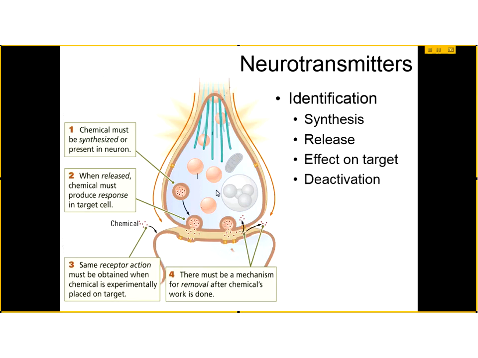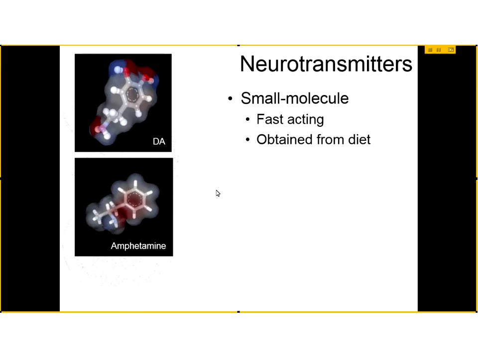We'll talk about one. There are gases. Nitric oxide is an example of a neurotransmitter where we can figure out its synthesis, how it's released, how it has an effect on the target, and how it's deactivated. So this has been a really important tool in investigating how the central nervous system communicates information across the synapse.